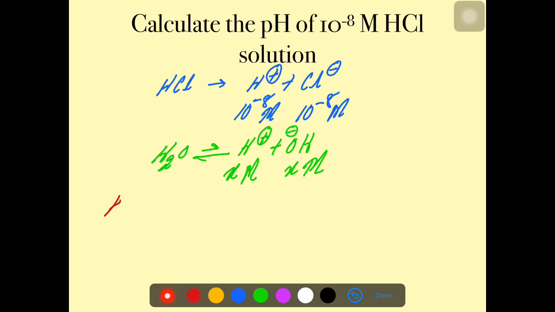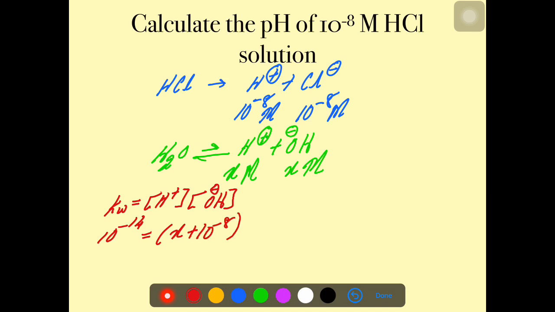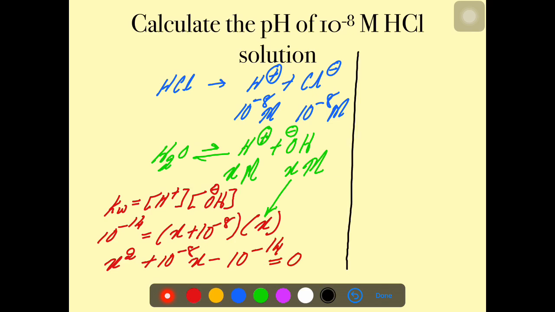So if I apply the Kw formula, 10 raised to minus 14 can be written as x plus 10 raised to minus 8, because that's the total concentration of H plus ions coming from both HCl as well as dissociation of water, and the OH minus concentration is x. If I open up the brackets and rearrange, I'm going to get a quadratic equation. The quadratic equation will be x square plus 10 raised to minus 8x minus 10 raised to minus 14 is equal to 0. If I solve this quadratic equation, then I will get two roots.